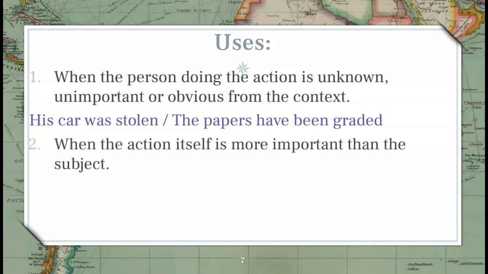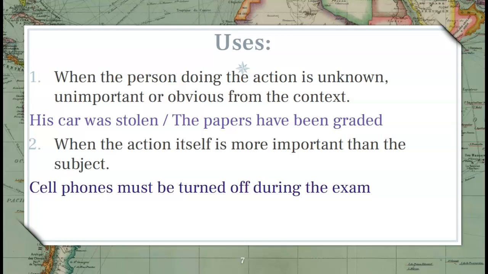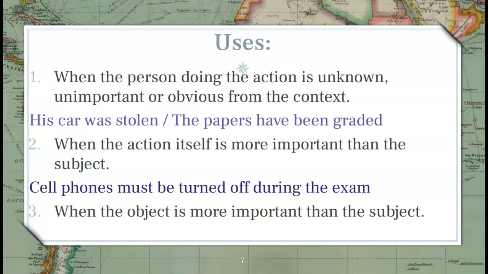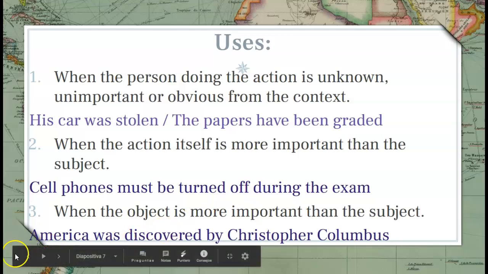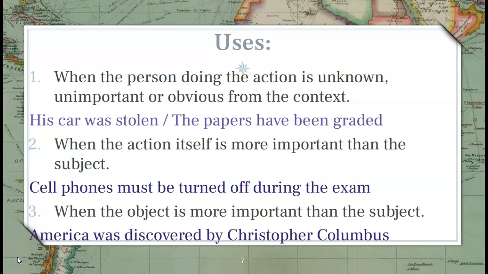We also use passive voice when the action itself is more important than the subject. So here, cell phones must be turned off during the exam. So here we care more about the action than who's gonna do it, okay? And it's obvious that students are the ones who are gonna turn off the cell phone. Then we also use passive voice when the object is more important than the subject. That is, for example, America was discovered by Christopher Columbus. In this case, America is more important than Christopher Columbus.